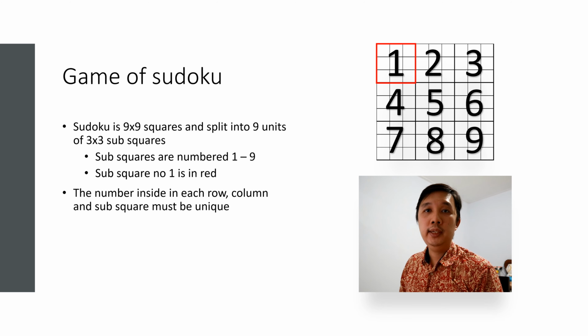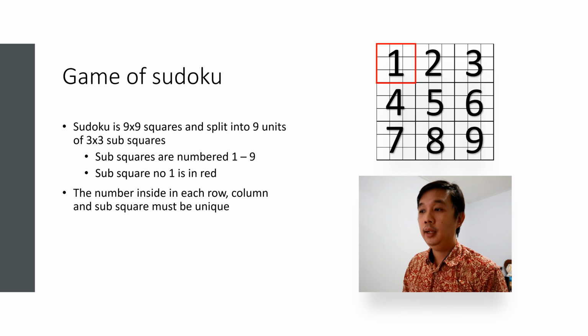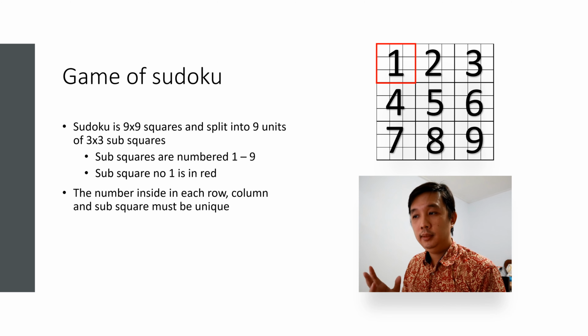The Sudoku board is split into 9 units of 3 by 3 subsquares, and I will name the subsquares from 1 to 9, with subsquare number 1 in red. The numbers in each row, column, and subsquare must be unique, so you cannot repeat a number within the subsquares.